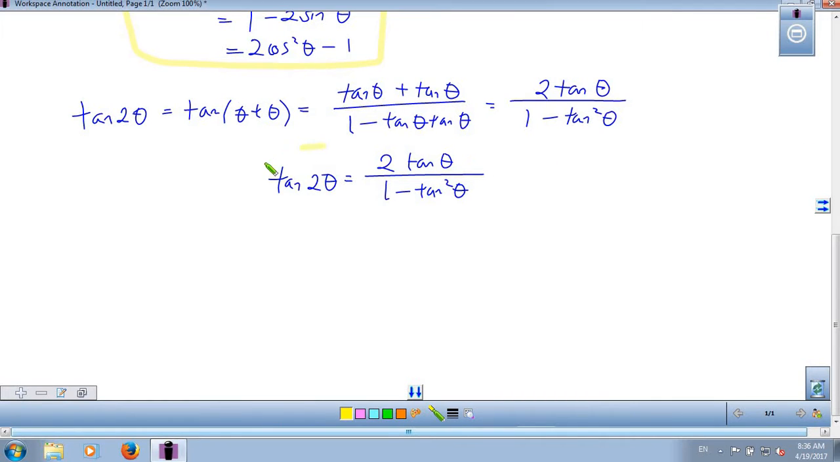Let's box this up. Now, how can we extend the uses of the double angle formulas?